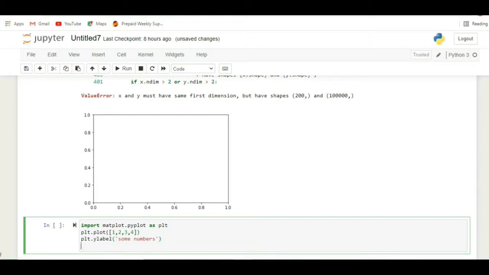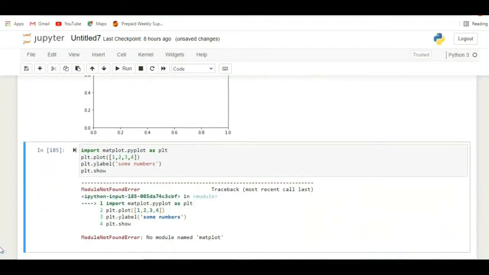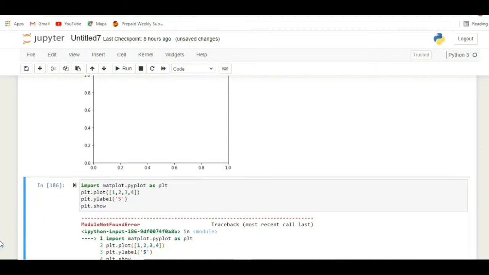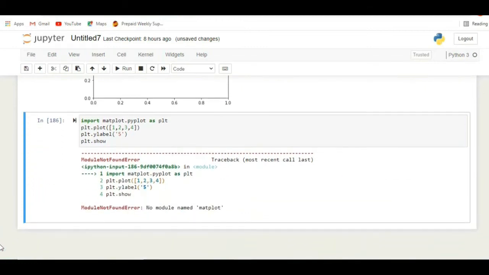Okay, and now plt.x, plt.show. Again there is a problem with matplotlib, where some number, suppose the number is 5. Again this is an error. So how will this work? This will work only when we change it.